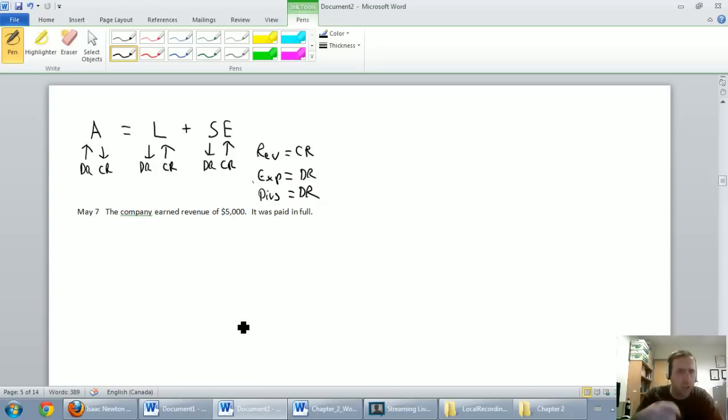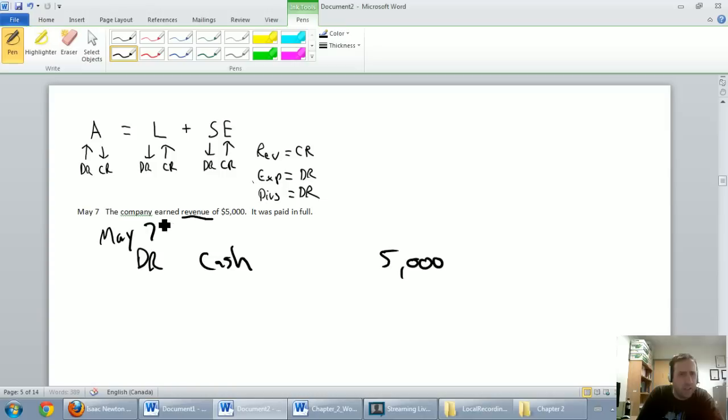We got cash. Cash being, of course, an asset. It going up. Let's debit our cash. So debit cash for $5,000. I'll date it May 7th. Now, what's the other half of this? Well, they kind of tip their hand here. They say they earned revenue. This has got to be a revenue situation. We said, whenever we have a revenue, we credit it. Well, you know, even if I didn't know that, I'd say I debited cash. I'm missing the credit. I'm going to have to credit something.